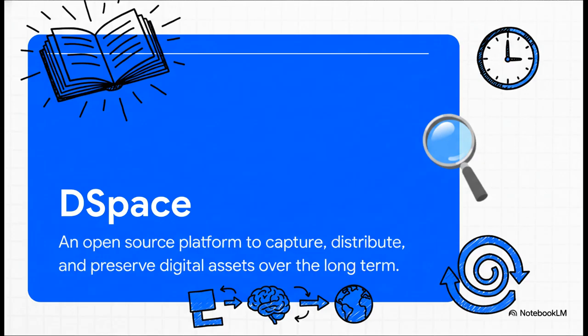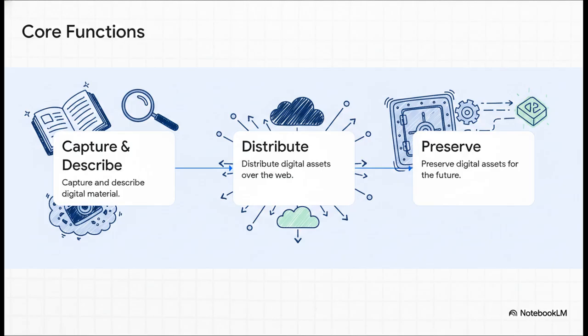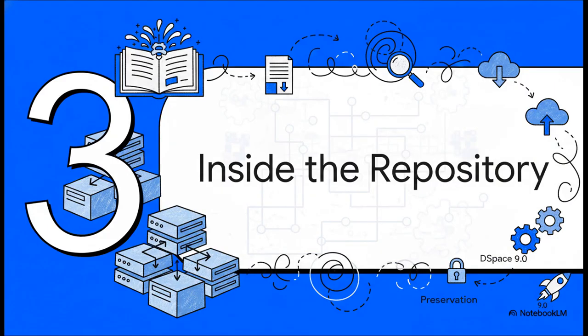Okay, so this definition here is straight from the official docs, and I think it's really telling. Notice it's not just about storing stuff. It's about a whole life cycle, a process. You capture the knowledge, you distribute it to the world, and this is the key part, you preserve it for the long haul, for future generations. So let's break that down a little. First up is capture and describe. This is where you bring in your digital files and add all that crucial info. The metadata. Who made it? When? What's it even about? Then, distribute. This is about getting it out there, making it easy for people to find and use online. And finally, preserve. This is the big one. It's all about making sure that a file you upload today will still actually be usable 50 or even 100 years from now.